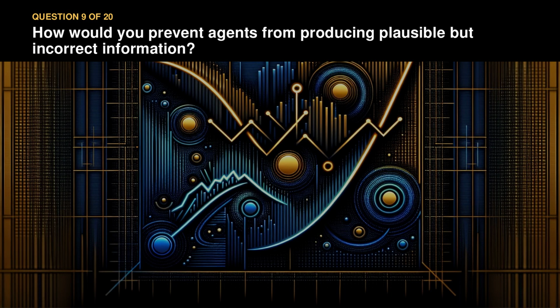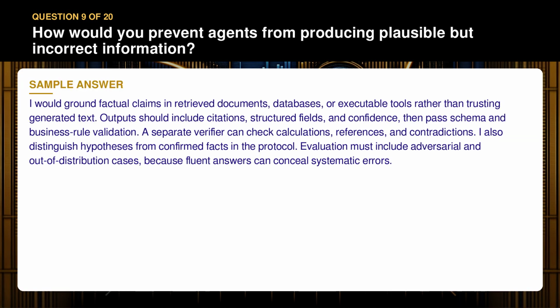Question 9. How would you prevent agents from producing plausible but incorrect information? I would ground factual claims in retrieved documents, databases, or executable tools rather than trusting generated text. Outputs should include citations, structured fields, and confidence, then pass schema and business rule validation. A separate verifier can check calculations, references, and contradictions. I also distinguish hypotheses from confirmed facts in the protocol. Evaluation must include adversarial and out-of-distribution cases, because fluent answers can conceal systematic errors.